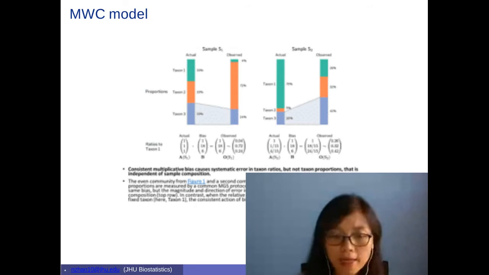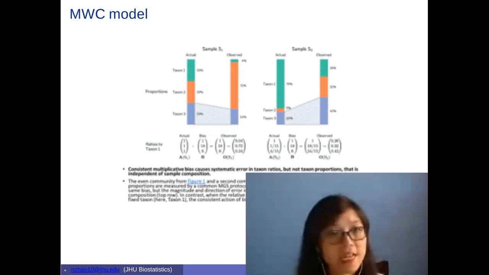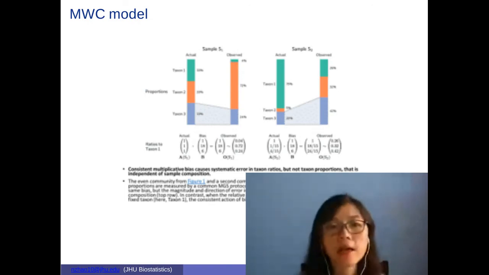This is problematic because most of the statistical methods that people use for analyzing microbiome data assume that the bias can cancel out if all your samples were processed exactly in the same way. Well, that is not true based on the MWC model.